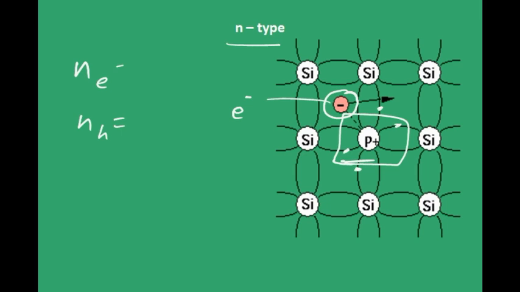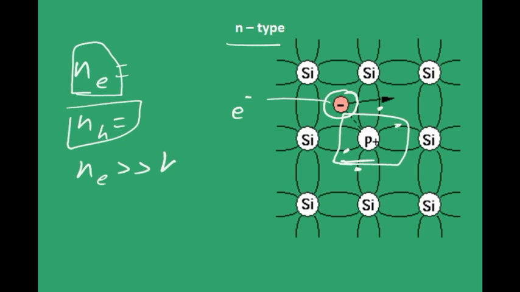Even here holes will be there, but the number of free electrons will obviously be greater than the number of holes, right? Actually they will be very much larger than holes, and hence you have negative charge domination. Observe that. That's why this is called n type. Here electrons are the majority carriers and holes are the minority carriers.